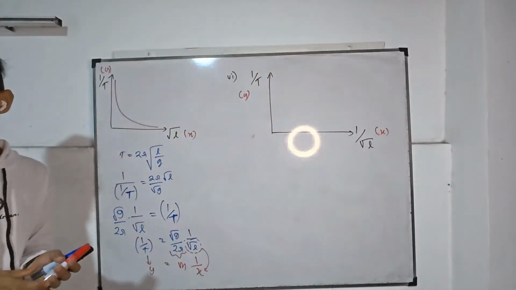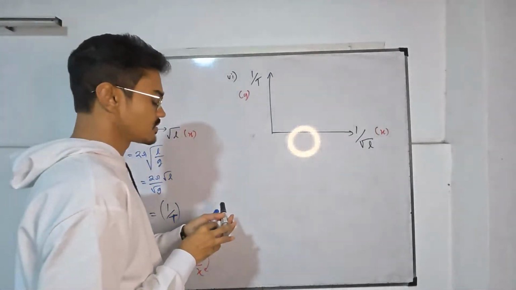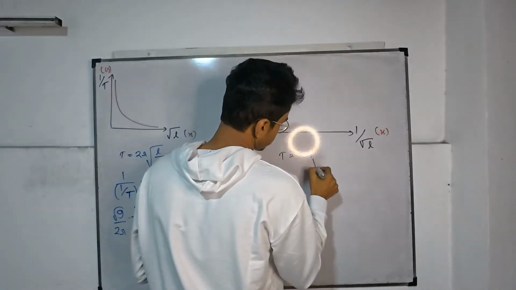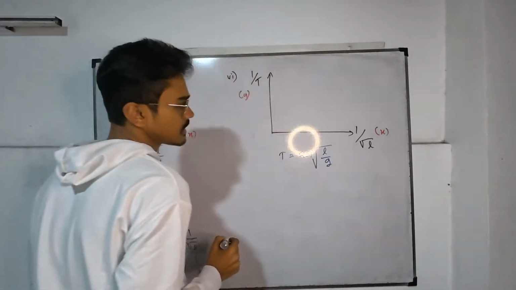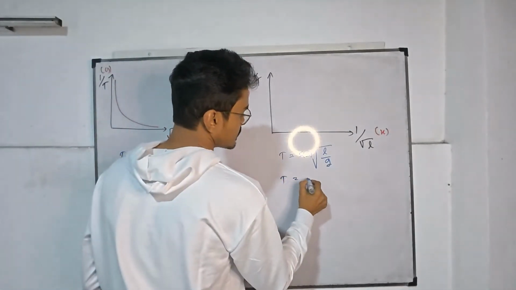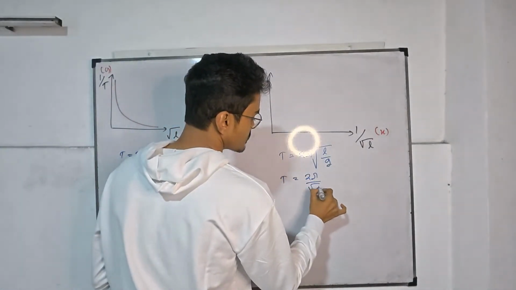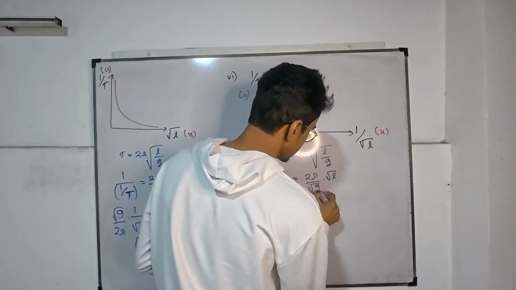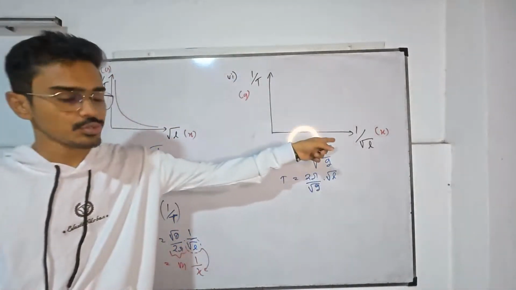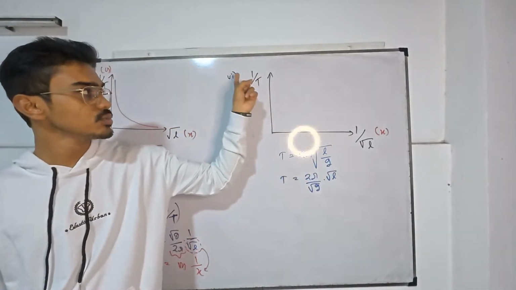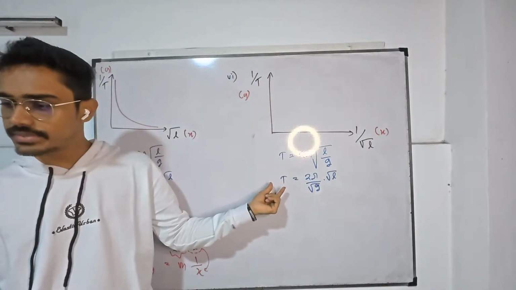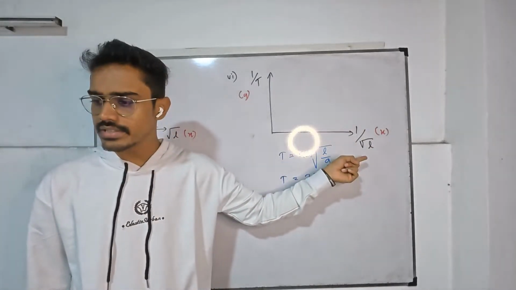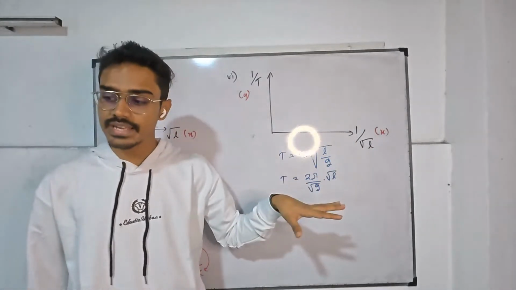Now again, go to the relationship you have. The relationship is t equals 2 pi root L over g. It can be written as t equals 2 pi over root g times root L. If I observe these two, the left side is 1 over t, and on the right hand side I have only root L, but 1 over root L is given. So therefore, I'm going to put 1 over on both sides.